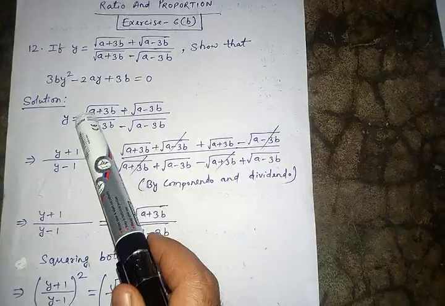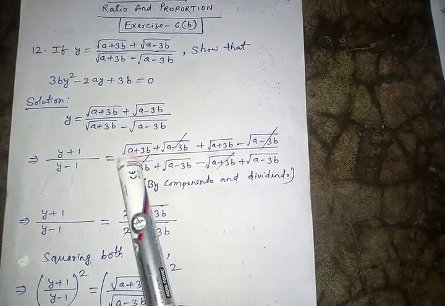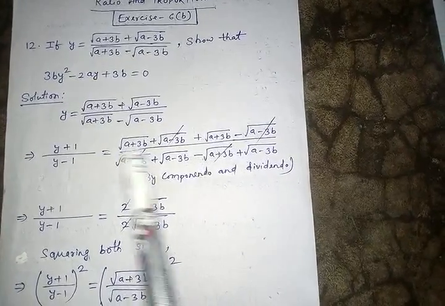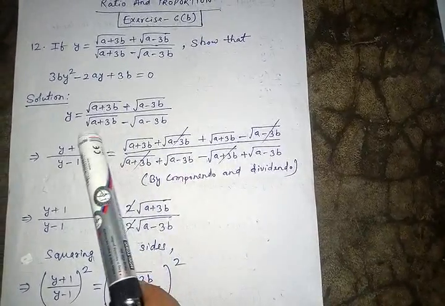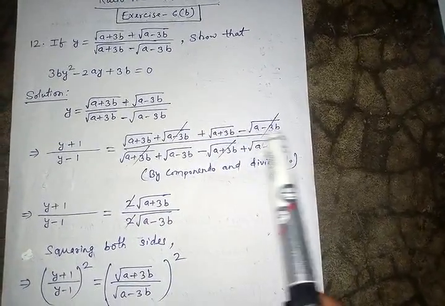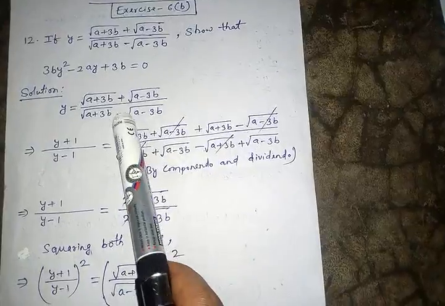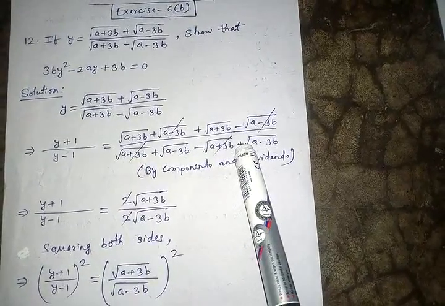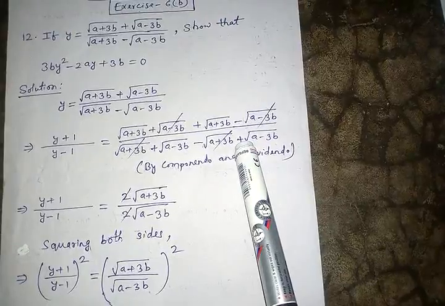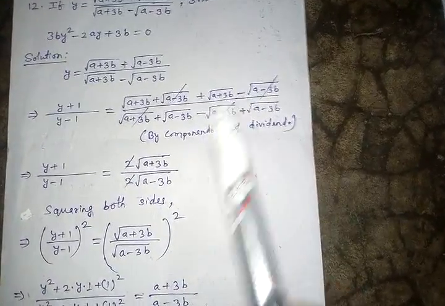Same thing here, root over a plus 3b plus root over a minus 3b. Same thing we write at the top and at the base, and then we apply plus minus, and this denominator root over a plus 3b minus root over a minus 3b we write at the top and at the base. Only thing is that this minus gets multiplied with this minus, and at the base what minus we have at the top we get plus at the base. This is the change in the denominator, only add this part.